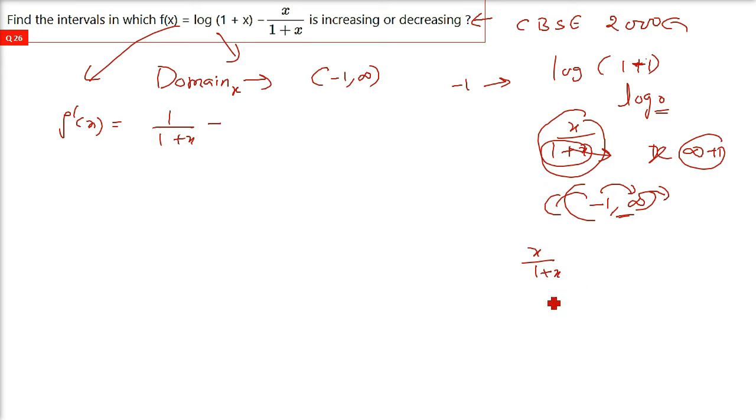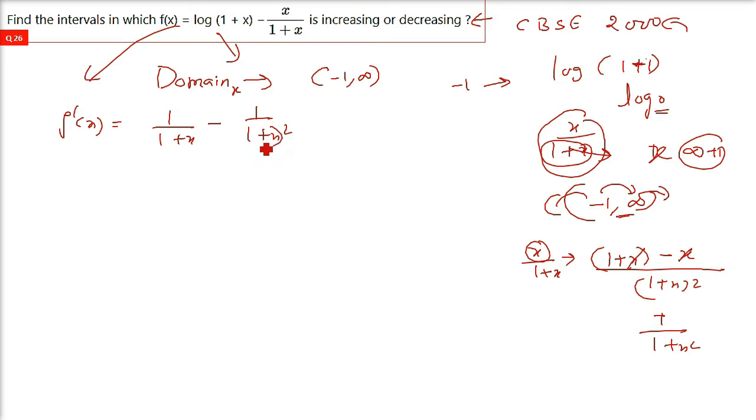What is the differentiation of x by 1 plus x? We'll do it using the quotient rule. 1 plus x squared will be here, 1 plus x will be here. The differentiation of x will be 1. Then you take this minus x. The differentiation of 1 plus x will be 1 only. So in the numerator you have 1 plus x minus x, x gets cancelled, you have 1 by 1 plus x whole square.